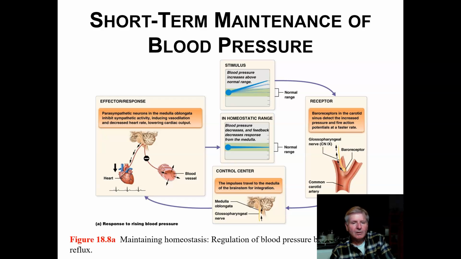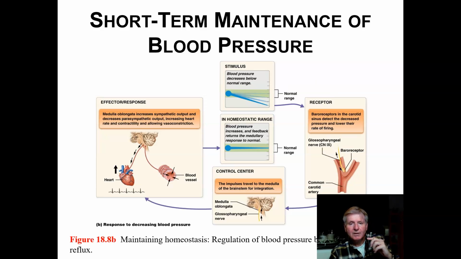Okay, by dilating the blood vessel and also lowering the cardiac output by inhibiting any sympathetic activity, it'll lower the heart rate. And that will in turn cause the blood pressure to decrease, and your feedback will decrease the response from the medulla as those conditions return to normal.